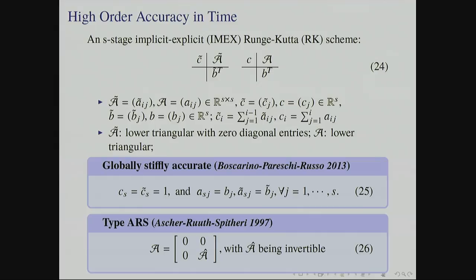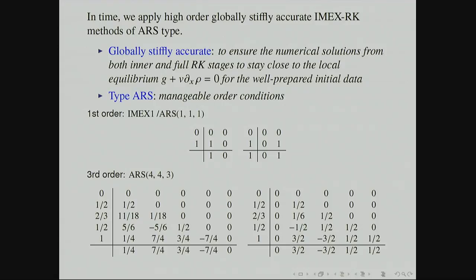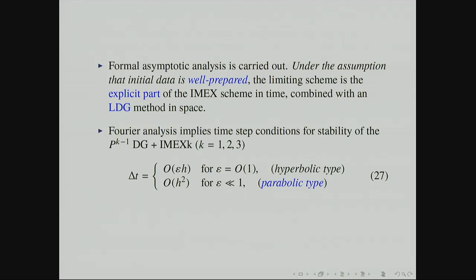So this is a method of type ARS. Such a method can render a manageable order condition. Otherwise, to achieve certain accuracy, you have to include a lot more stages. So the first order scheme I talked about early on in time can be put into the table like this. And we also work on second and third order cases. This is actually all available in the literature, so it's not our work. So we carried out a formal asymptotic analysis and showed that if we have a well-prepared initial, the limiting scheme will be consistent to the limiting equation.